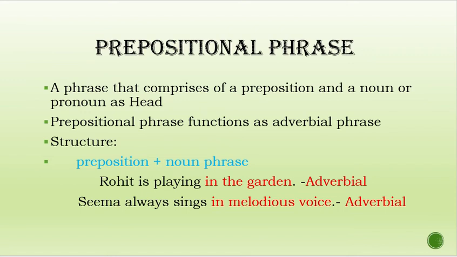Are you clear here? A phrase that includes a preposition and a noun or a pronoun as a head is called a prepositional phrase, and a prepositional phrase functions as an adverbial phrase. You should keep in mind both the above sentences, maybe they come as an MCQ. A phrase that comprises a preposition and a noun or pronoun as head is called a prepositional phrase. And a prepositional phrase functions as an adverbial phrase.